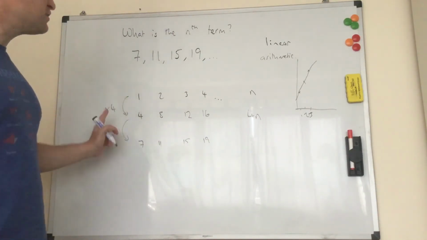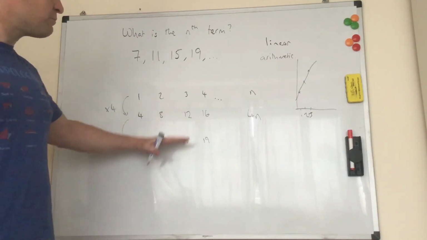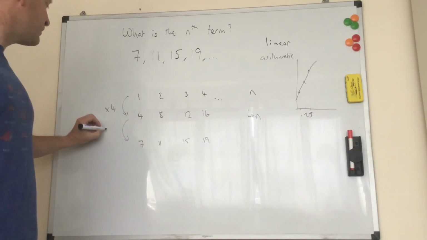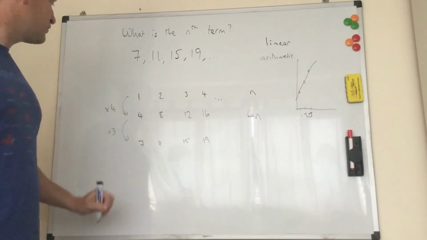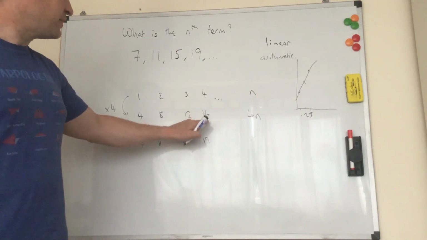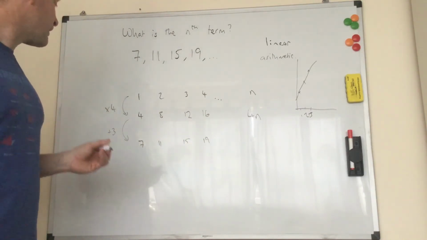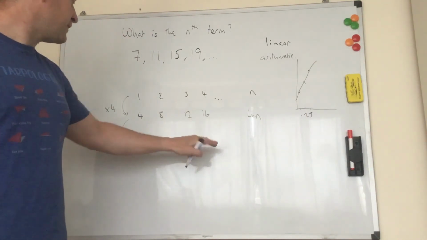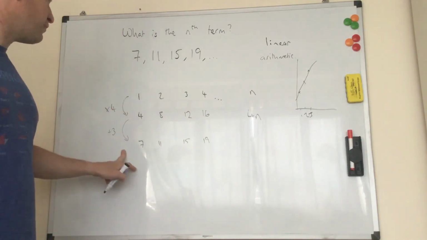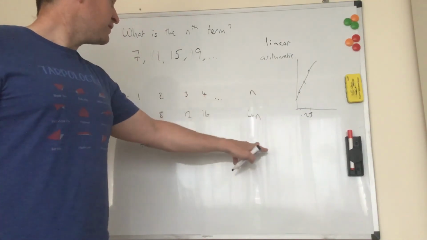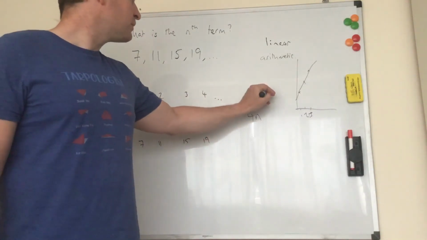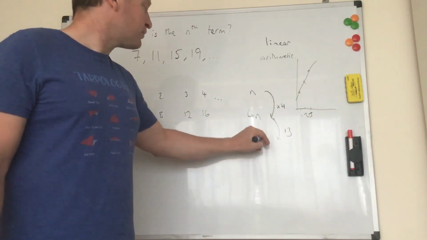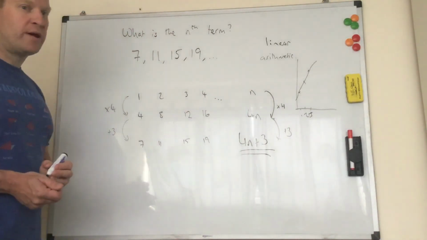Okay, now if we've got the times bit right, we should be able to add the same number every time or subtract the same number every time to get from here to here. 4 to 7, we add 3. Does that work with the rest? Add 3, add 3, add 3. Yes, it does. Okay, so to get from our numbers 1, 2, 3, 4 to our sequence 7, 11, 15, 19, we times by 4 and add 3. So to get from n to our nth term, we times by 4, 4n, and then we add 3, 4n plus 3. So our nth term is 4n plus 3.